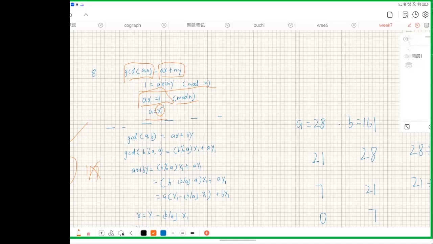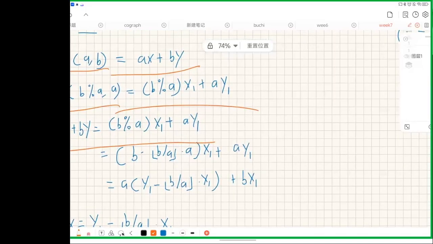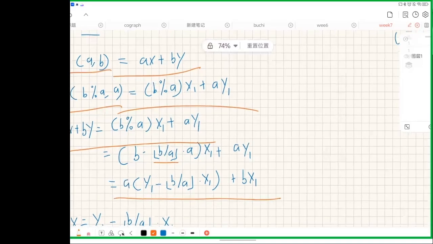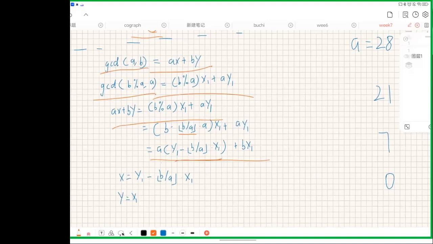According to the basic Euclid algorithm, we know that GCD(a, b) equals GCD(b mod a, a), right? And we also know these two formulas. So if we set these two equal, and we change b mod a to b minus b divided by a times a, where this part is the floor, and we run it, we can get this formula. So ax plus by equals a times this part, and then b times x1. So we can get an interesting formula like this.